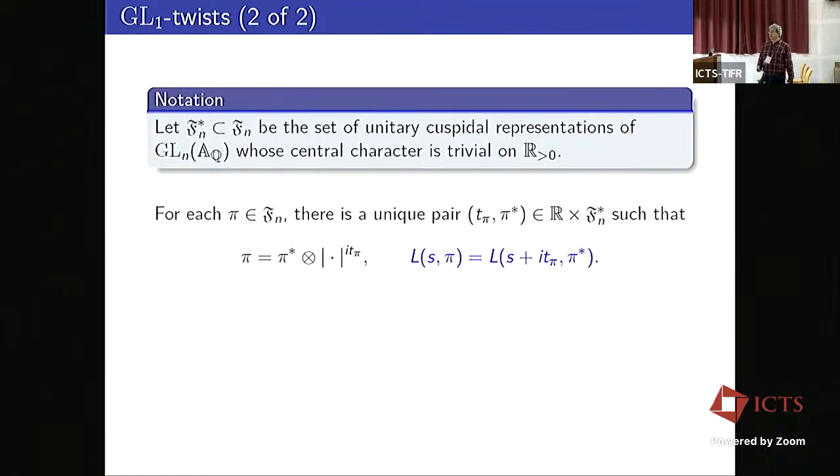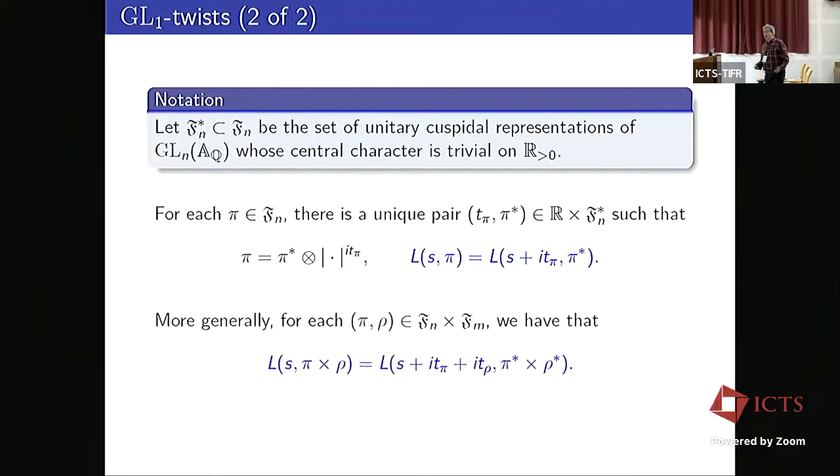Now more generally, this story goes through for Rankin-Selberg L-functions. If pi and rho have corresponding it_pi and it_rho, then the L-function L(s, pi x rho) can be understood as the L-function of the normalized Rankin-Selberg, the normalized Rankin-Selberg L-function shifted by it_pi plus it_rho.